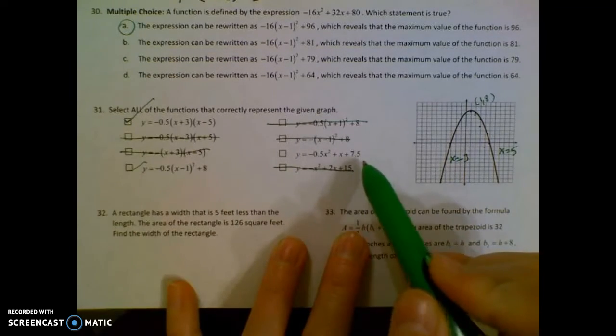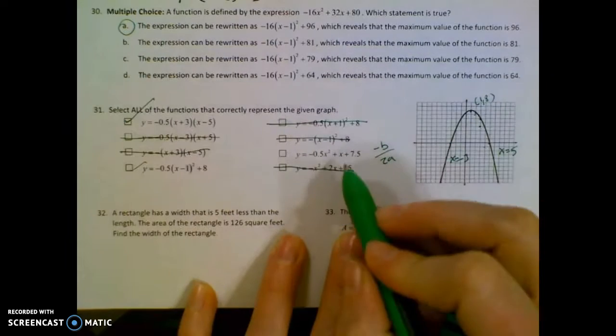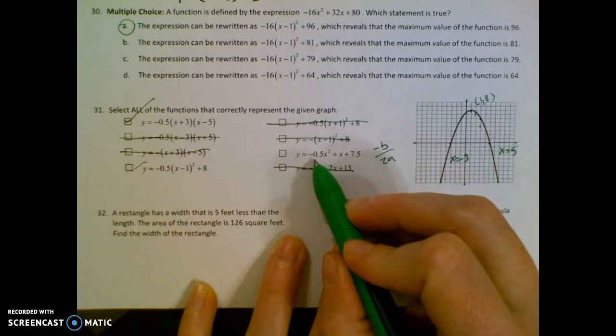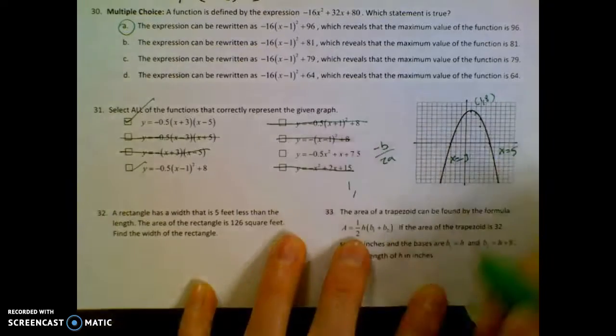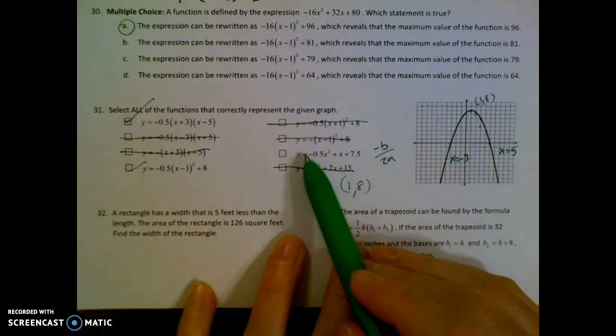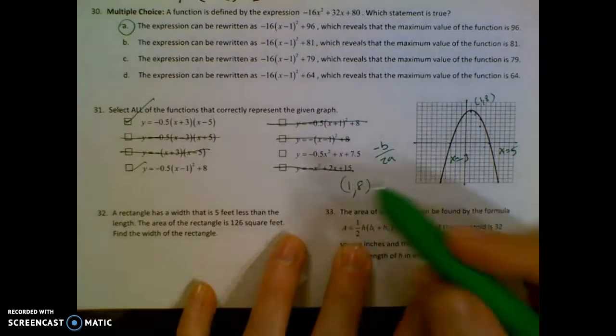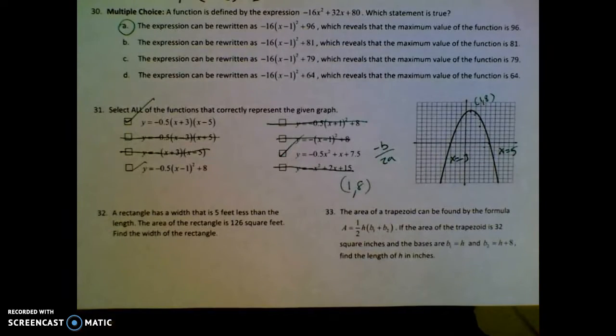And this guy is not as obvious. This one you've got to do the negative b over 2a. When you do negative 1 over 2 times negative 1/2, you get 1. When you plug that back in, you get 8. So that does have the correct negative 0.5, 1.5 pattern, and has the correct vertex. So this guy is also correct.